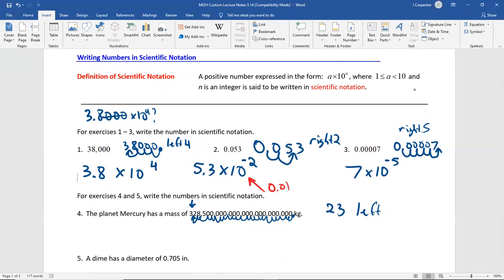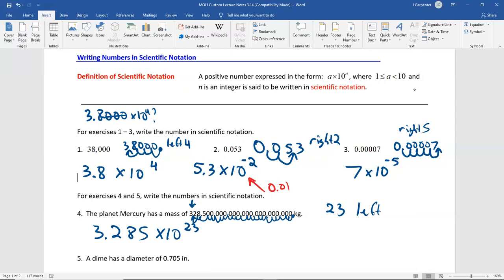So all these zeros at the end, they're trailing zeros. We don't need them, but I do need the 3, 2, 8, and the 5. So 3.285. That's all I'm going to write for the value itself. But then to show you how many times the decimal would move to go back the other way, we write times 10 to the exponent of 23, and it should be positive because we moved it left.